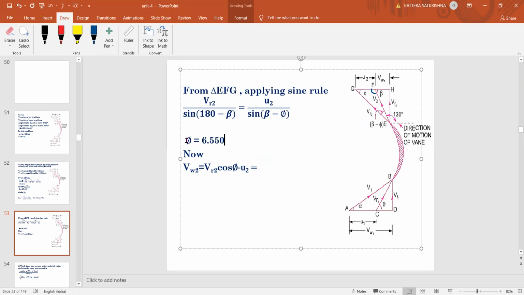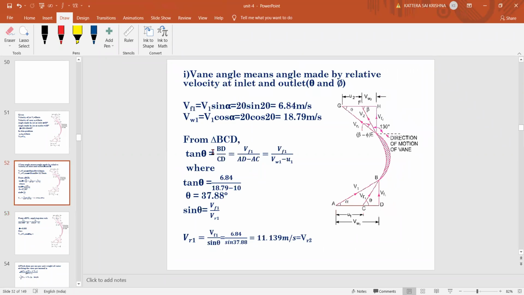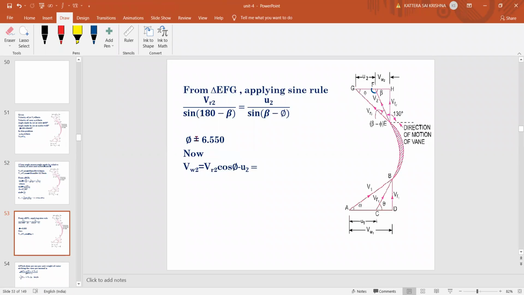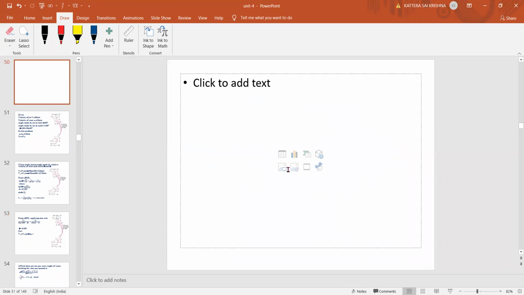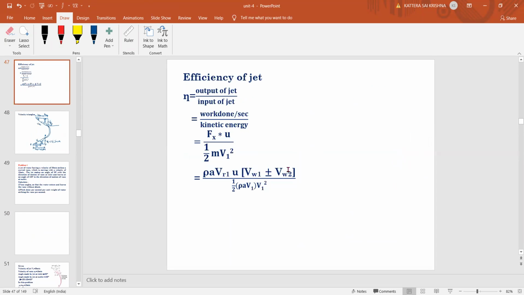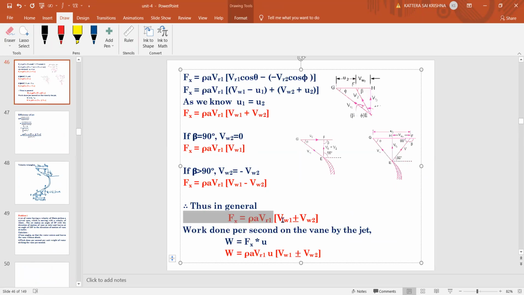Right. So after calculating this, the first condition is over. He asked us to find the vane angles, theta and phi, and they have been calculated. Next, we need to calculate the work done. For the work done formula, we have rho A VR1 into (VW1 plus or minus VW2) into U. That is a basic formula we have already seen in the last classes. I'll show it once. Right, this one. So this is the force.